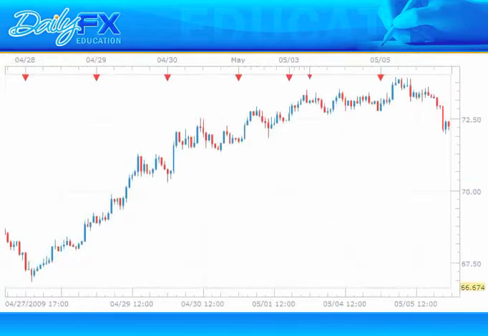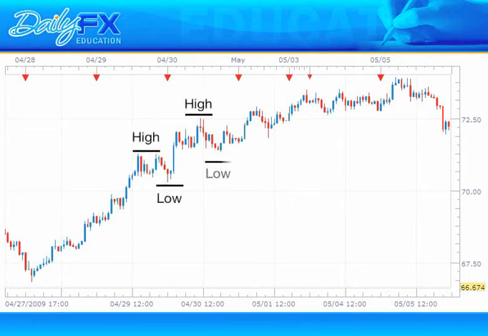Now, here's one more example on an hourly chart. On an hourly chart, I like to see at least 5 days of activity.